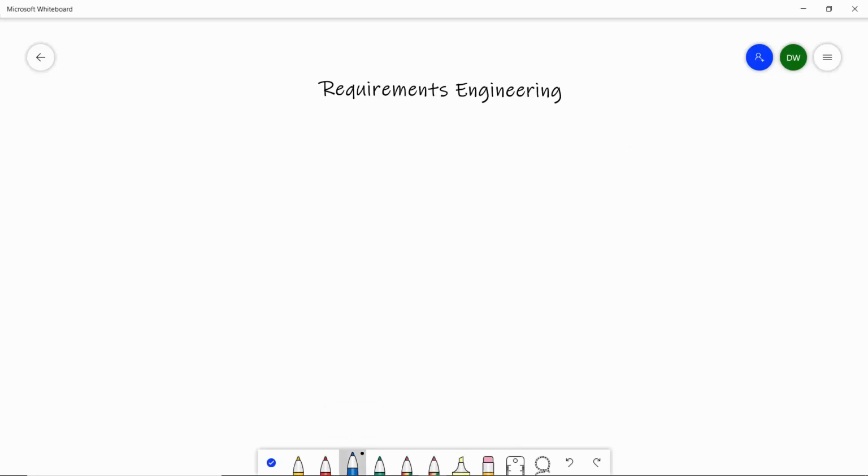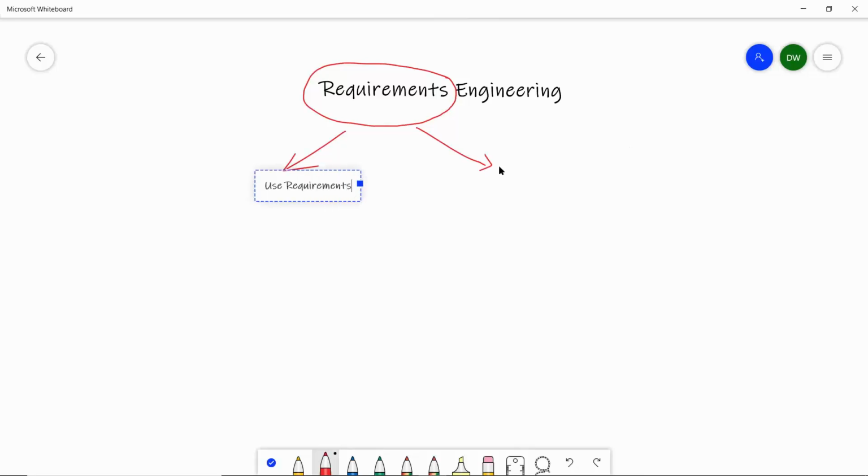So in this, requirements can be taken as two kinds of requirements. One type is user requirement, and the other type is system requirement.